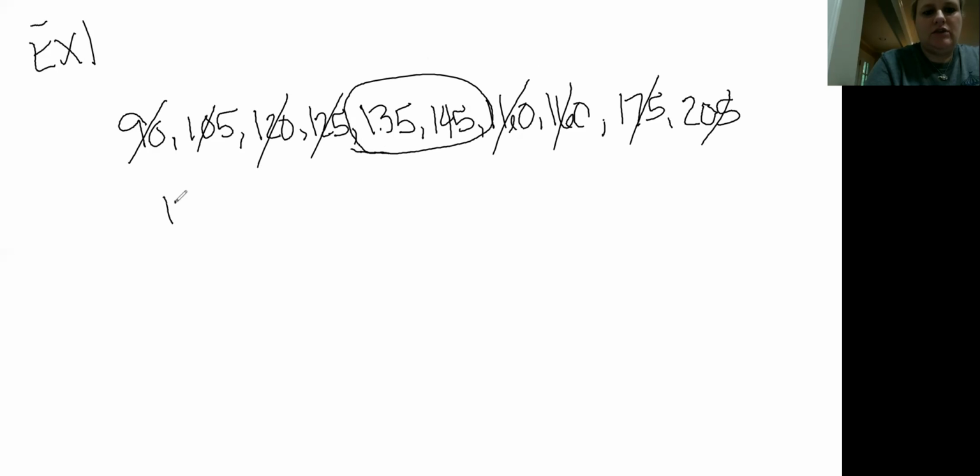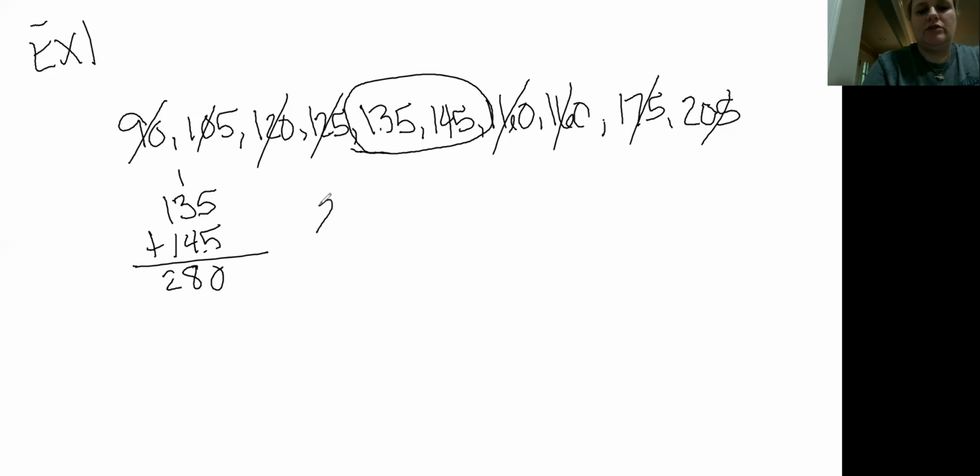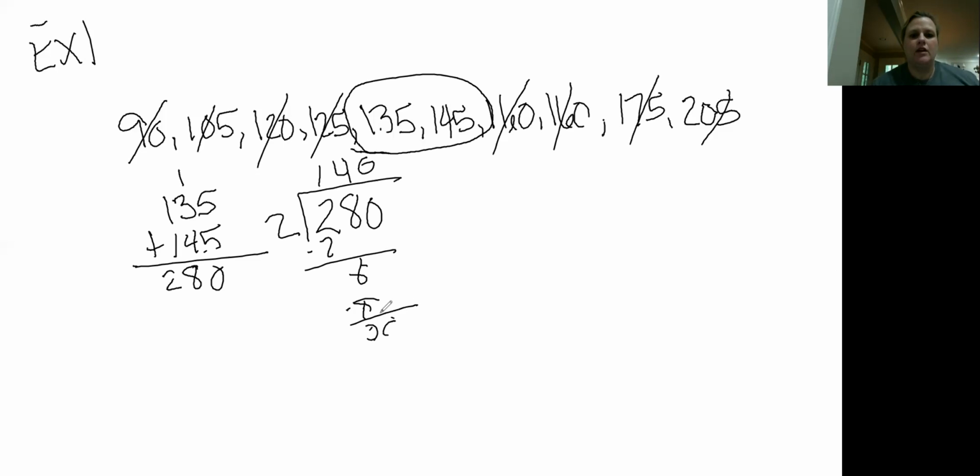So we take the two numbers, 135 plus 145, add them up, divide by 2 because it's two numbers. 280 divided by 2 is 140, just like we thought. Okay, so that's our median. Now the mode, so this is the median.